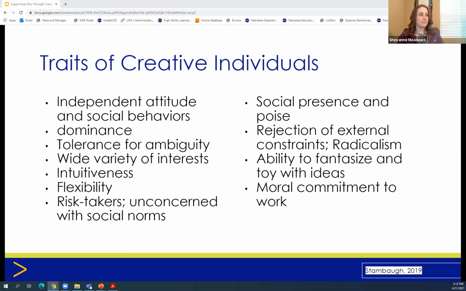They oftentimes reject external constraints. Again, that idea of creating new and novel ideas is tempting to them. They fantasize and toy with ideas pretty often, and they have this commitment to work. We know that task commitment that is intrinsic is really important. So a lot of times these kids are motivated to work, and we see that coming from within.